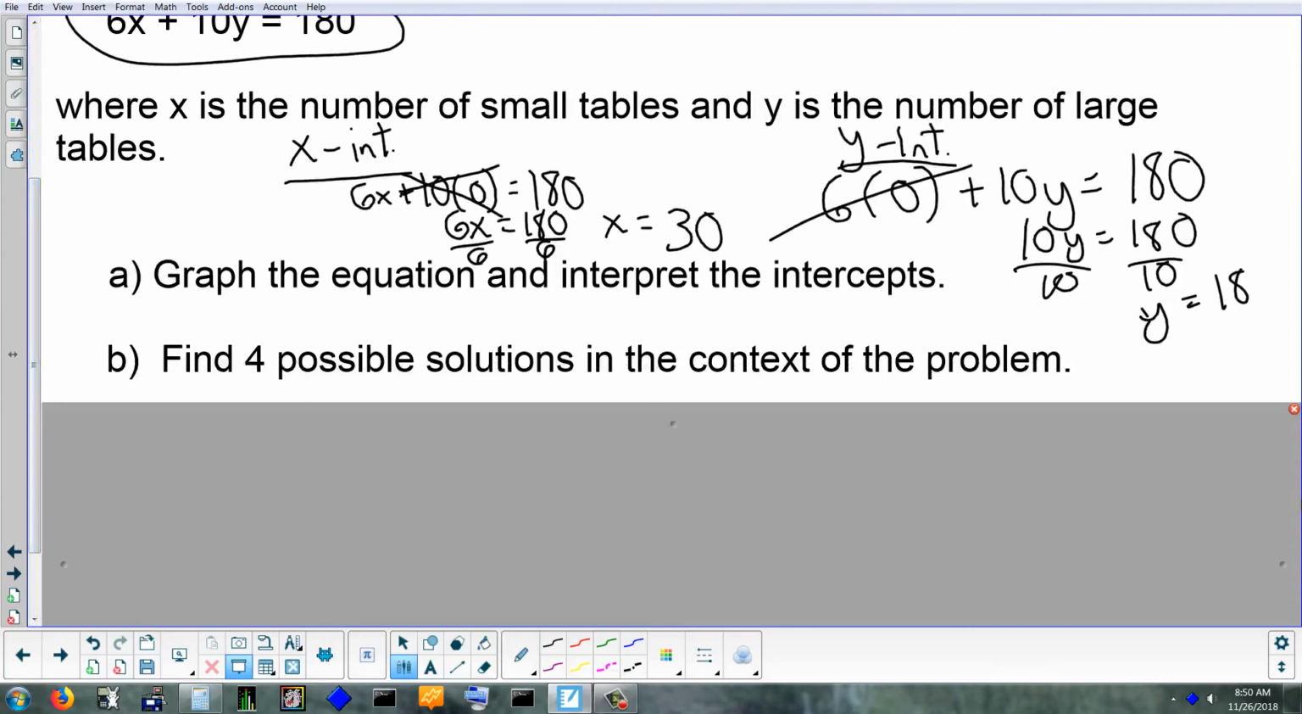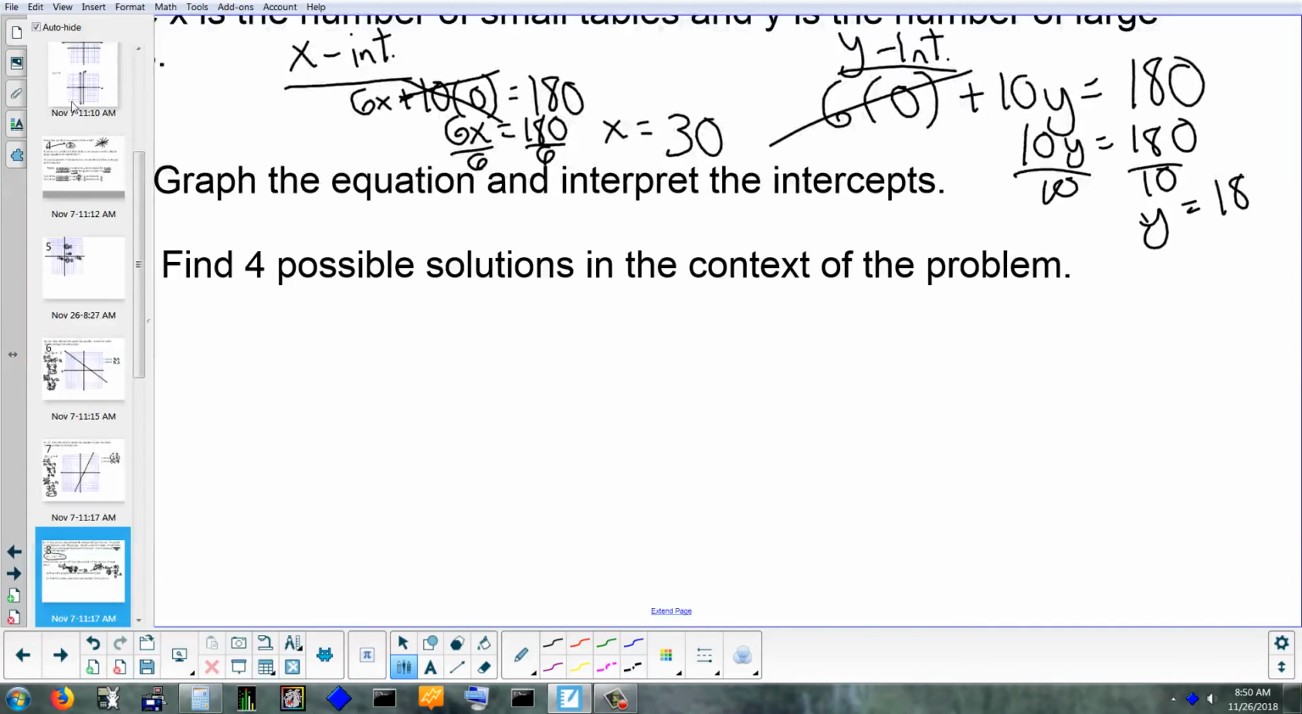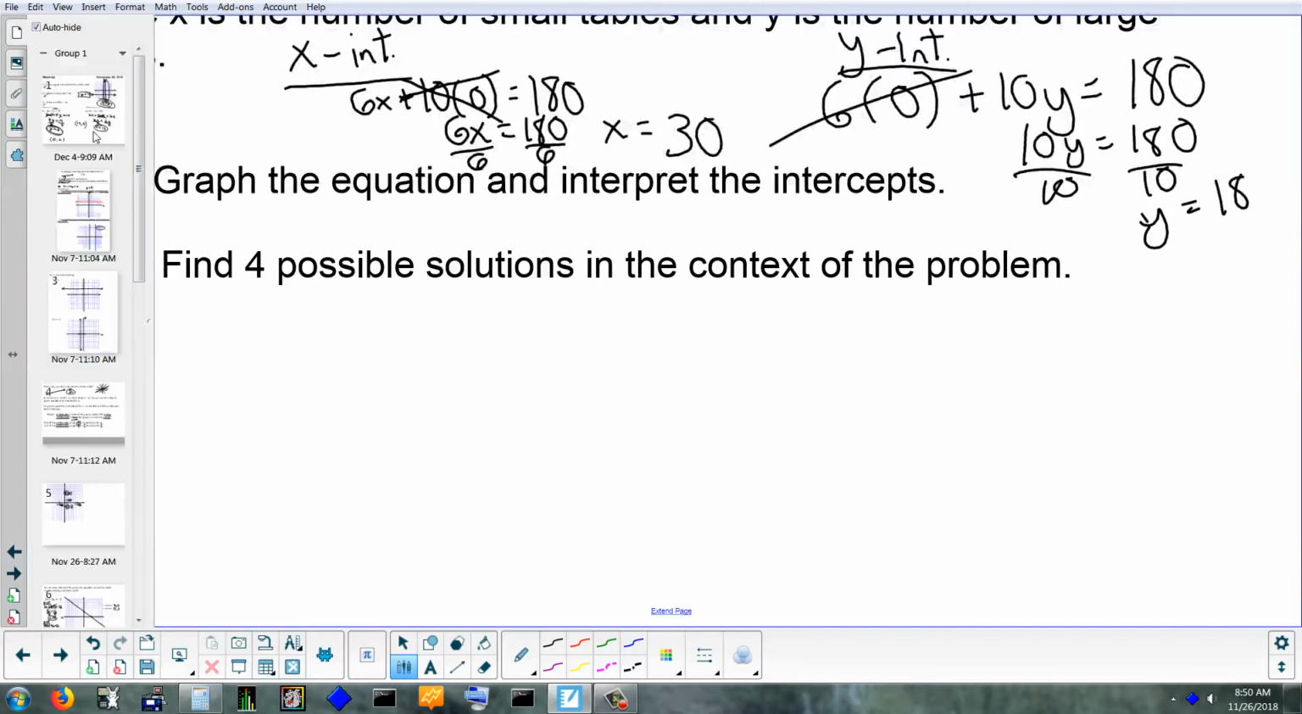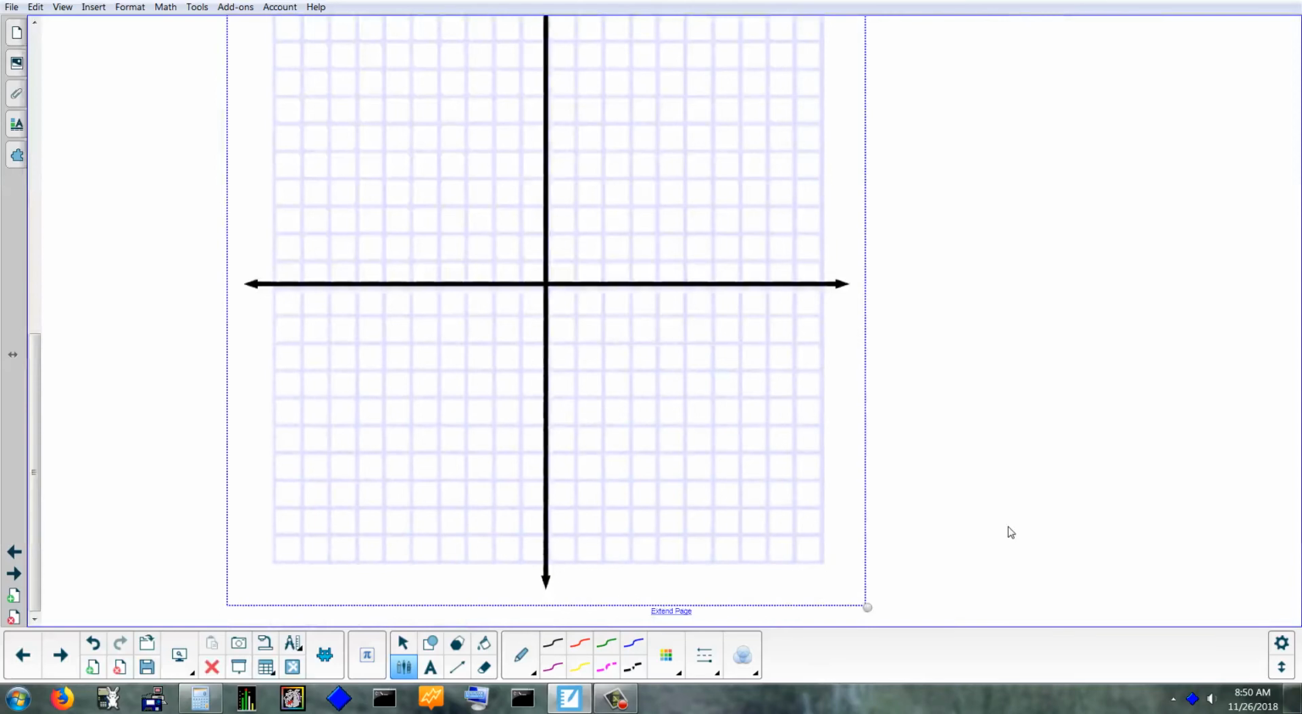So basically, when we write "interpret the intercepts," do we mean what coordinate it is? In the context of the word problem, what the coordinate would be. Okay. So let's get a... I'm going to grab one. Where is x?